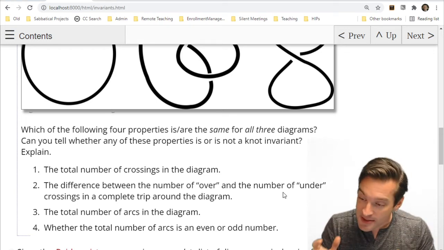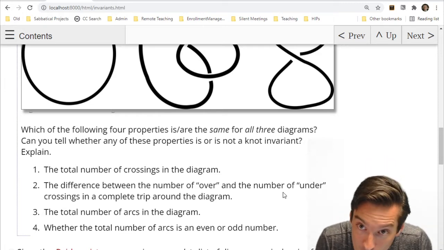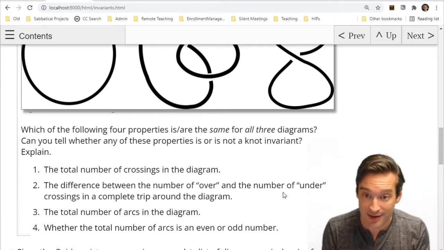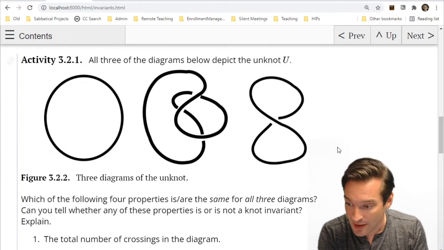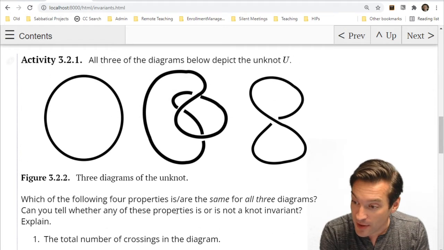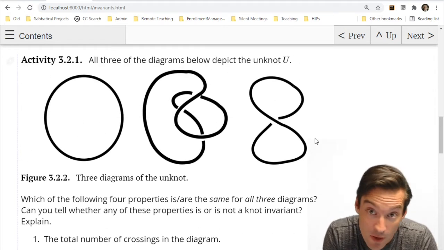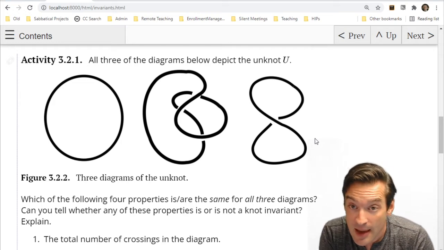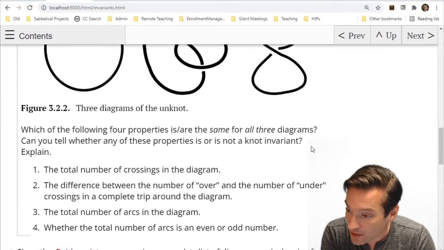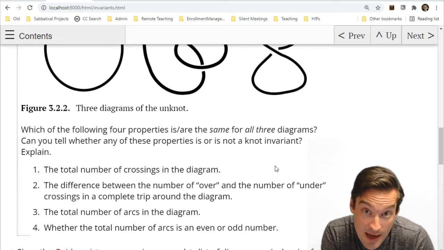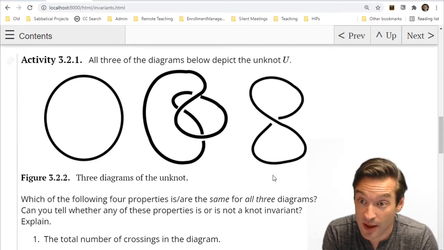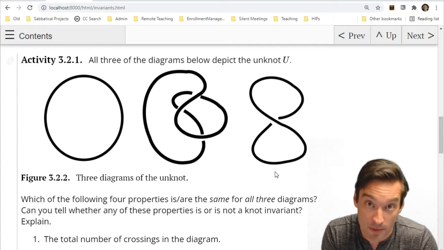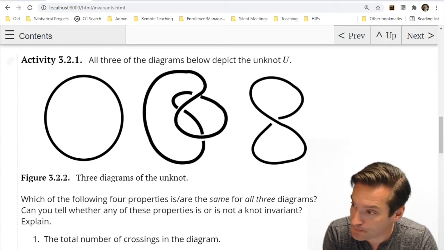The question is, are we telling something about the diagram only, or are we telling something about the knot that that diagram represents? And the way we get at that question in this example is just asking, are each of these four properties the same across all three of these diagrams, or are we finding some disagreement? Based on the answers that you give here, figure out which of these four properties might be a candidate to be a knot invariant. Maybe it's all of them, maybe it's none of them, but doing this exercise gives us some practice with how we might be able to tell. And then we'll develop an algorithm for doing so after we finish this activity.